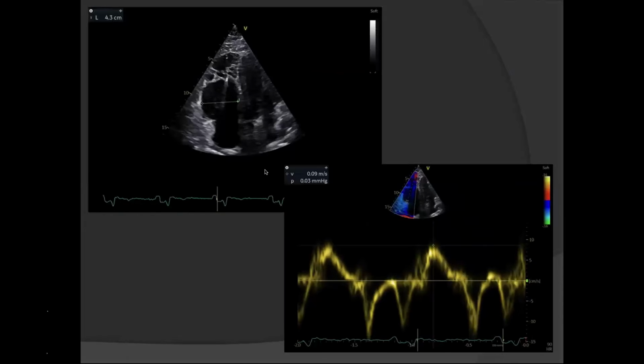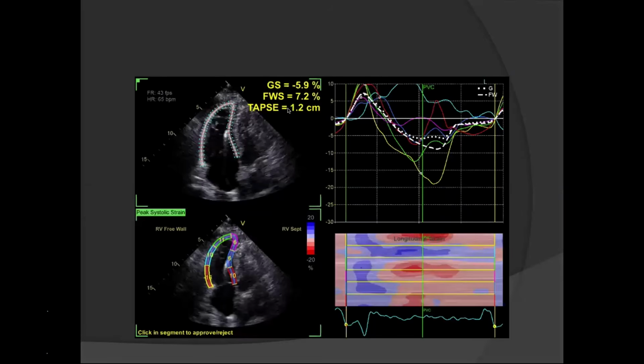RV basal diameter was increased, 4.3 centimeters in this. RV dysfunction, because we are measuring tissue Doppler only at the basal part, was almost normal, less than 9.5 is abnormal, but just about, but there is gross RV dilatation. So that's why we did not stick to these values.